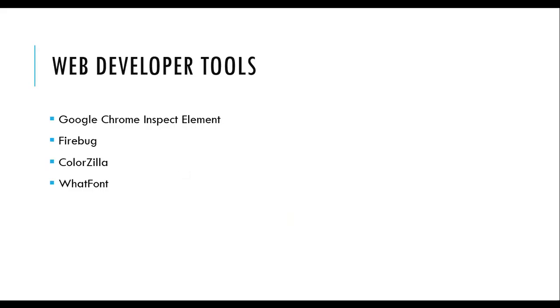And then we have Firebug, and we have ColorZilla, which is basically used to pick colors on your website. We'll learn more about that later on. And we have WordFont, which is used to check fonts on websites.